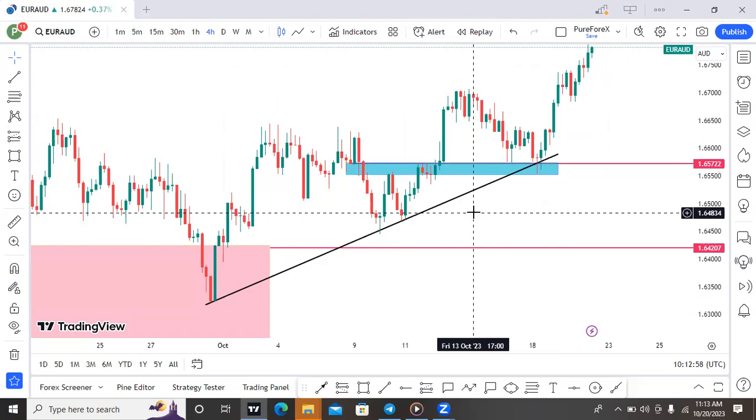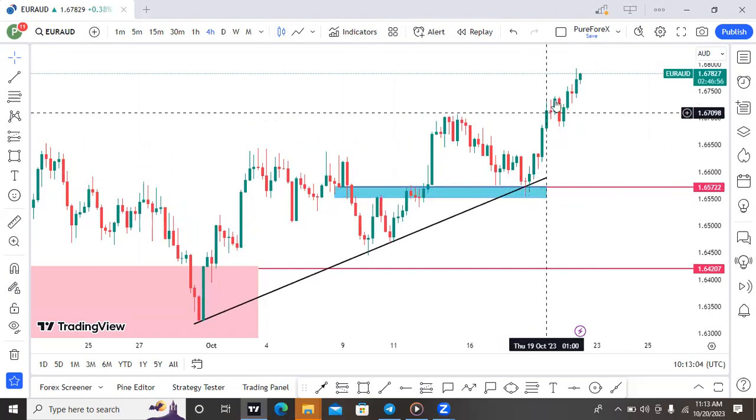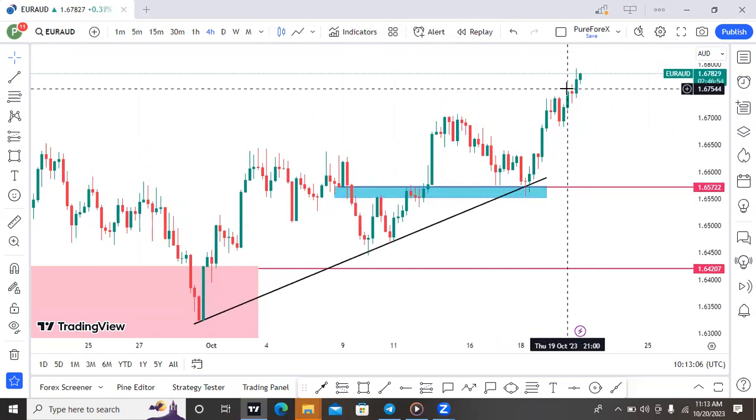So that is where we expect to buy. Guys, if you know this setup, you would have been making profit, because this happened yesterday. Today is Friday, 20th of October.